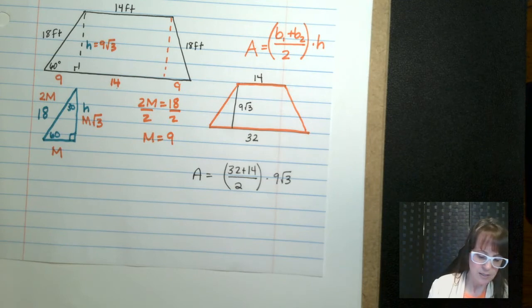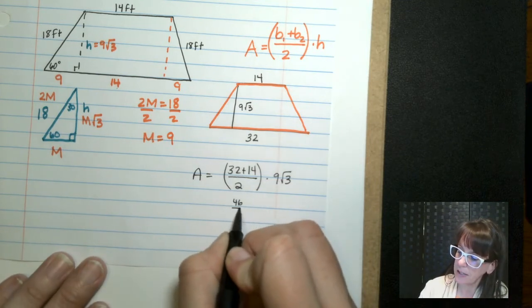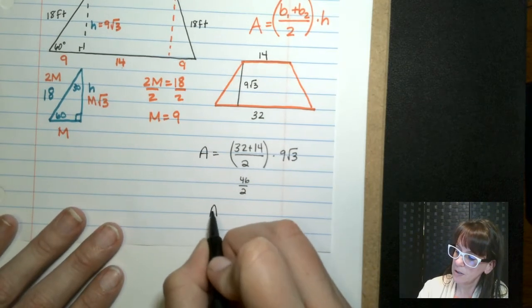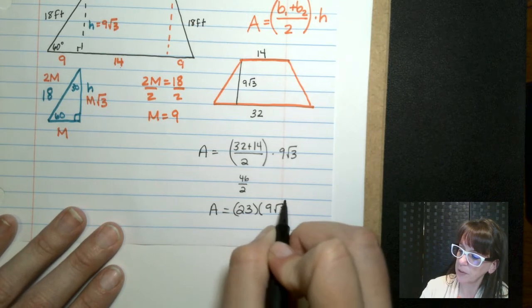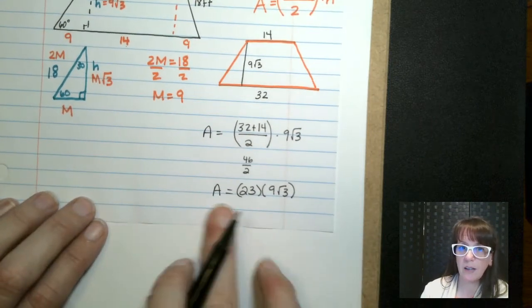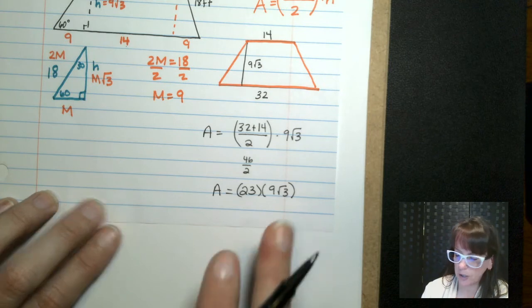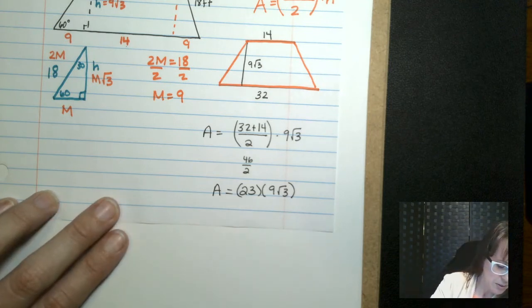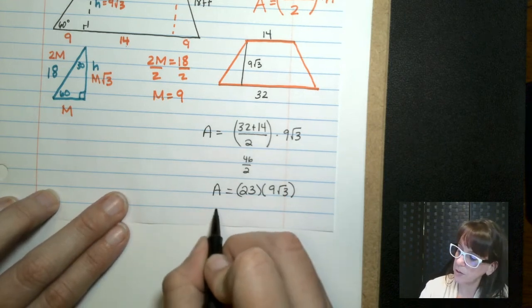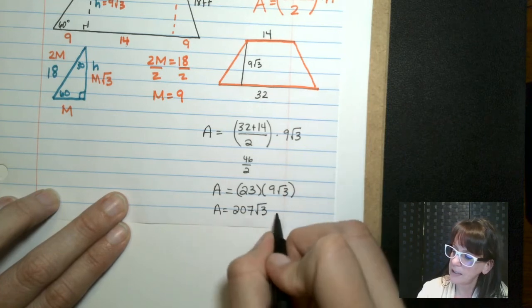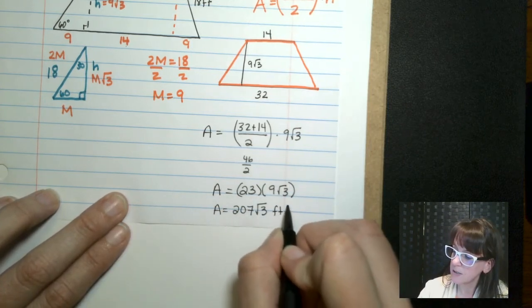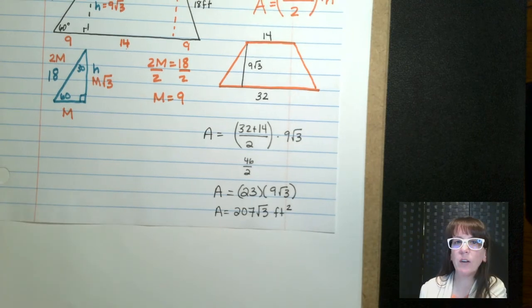So 46 divided by 2 is 23. So area equals 23 times 9 root 3. To leave this in exact terms, we would say 23 times 9 gives us 207. So our area is 207 root 3, and we're talking about feet squared. That's our exact one.